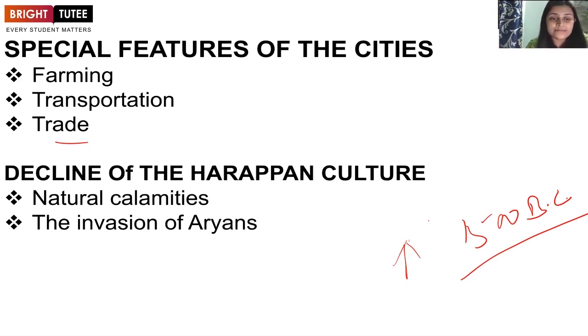And some others claim that there was an invasion of Aryans, the people from Central Asia, who invaded the place and destroyed the forts. This was mentioned in the Rig Veda also. So these are the two main reasons archaeologists have claimed for the end or decline of the Harappan civilization. But we cannot blame any single reason as the main reason due to which the civilization declined.